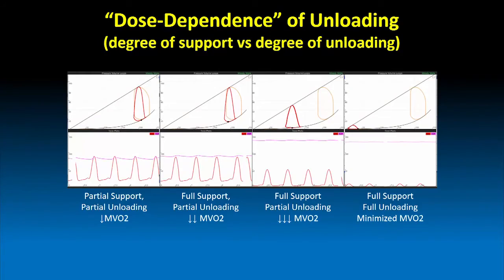Full unloading is really when you completely suck down the ventricle, minimizing the oxygen consumption due to external work. So here we have a case of full support and full unloading. So unloading and support are not necessarily equivalent. I think it's an important distinction as we start getting into the detailed discussions about unloading and the degree of support, because sometimes people think that when you have full support, you have full unloading, and that's really not the case.